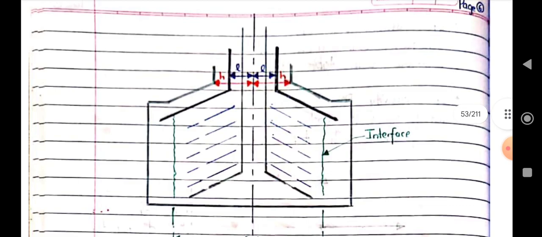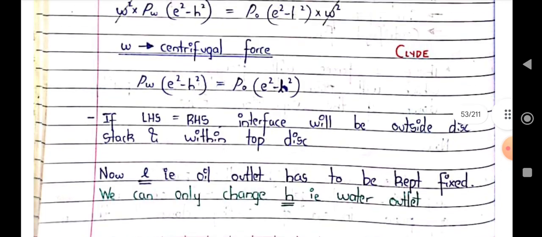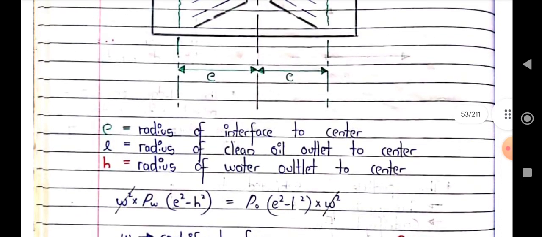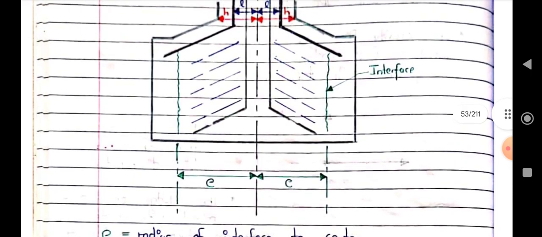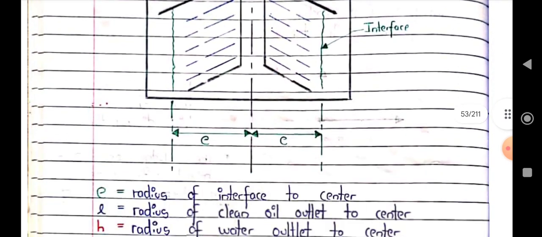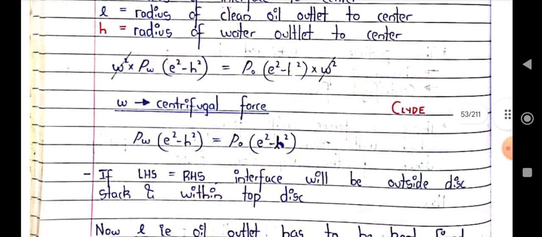So this is the picture of an interface. Here, rho means density, E means radius of interface to the center, L means radius of clean oil outlet to center, and H means radius of water outlet to center. Omega squared times rho W (E squared minus H squared) is equal to rho O (E squared minus L squared) times omega squared. Omega squared cancels out, so we can say rho W (E squared minus H squared) is equal to rho O (E squared minus L squared).